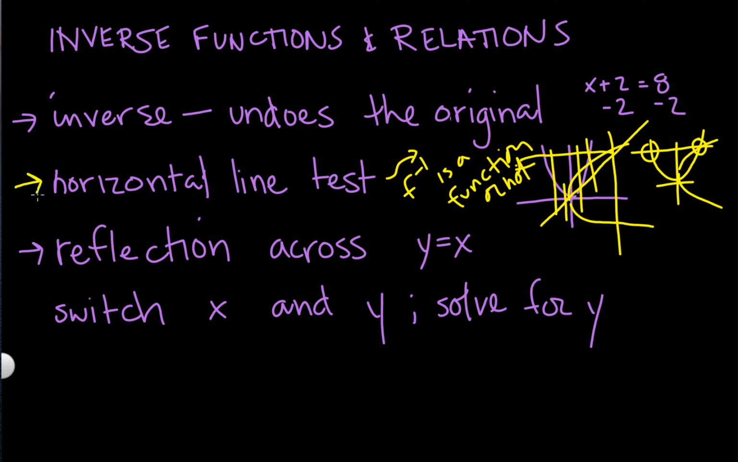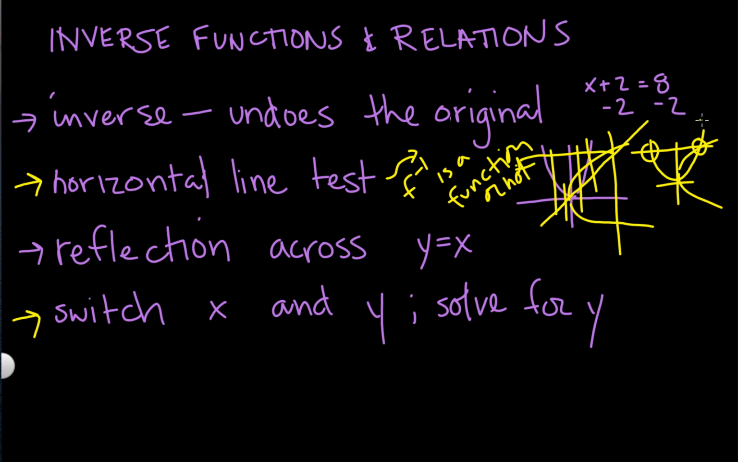And the last part here is, how do you find an inverse? You're going to switch the x and the y. Remember, if we've got y equals x line and we reflect it across that, what I'm doing is my point AB becomes my point BA. So what we're doing is we're switching the x and the y.